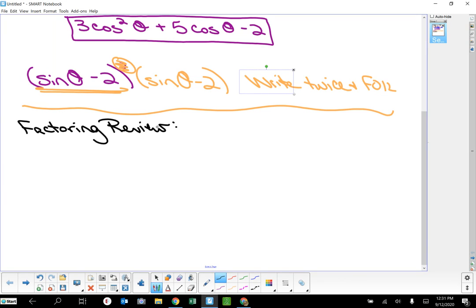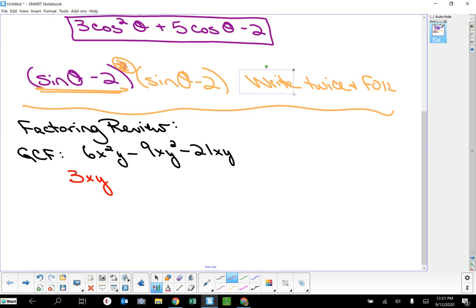All right, so we'll start with a GCF factoring. Remember, that stands for greatest common factor. Let's say we have 6x squared y minus 9xy squared minus 21xy. Well, you want to look for the largest number and/or variable combination that can come out of every single term. In this case, they're all divisible by 3. You have an x in every single term and a y in every single term.